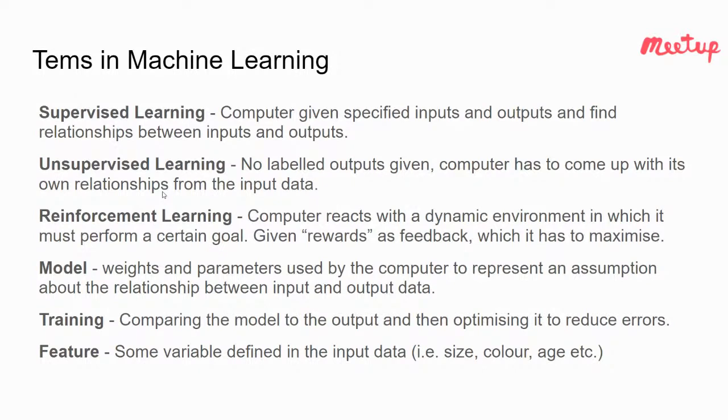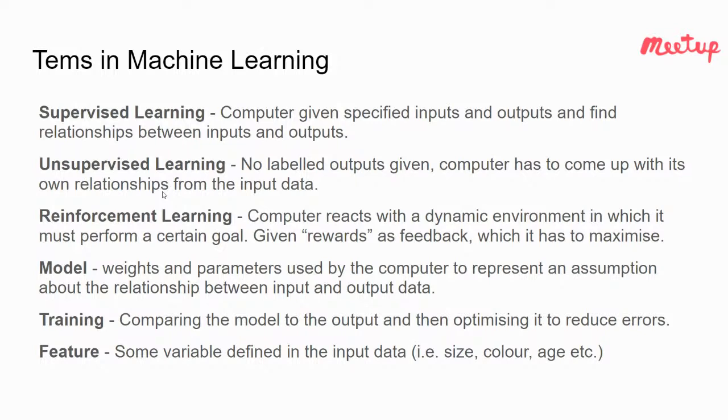Unsupervised learning is where you have a set of inputs and no labeled outputs, and the computer has to come up with its own relationships and cluster the data in some way. Reinforcement learning is somewhere between the two. A computer reacts to a dynamic environment and has a certain goal, but it doesn't have outputs as such. Every time it does something right, it is given a reward, and it has to maximize that reward as feedback.